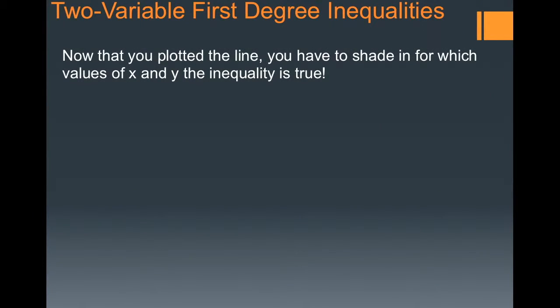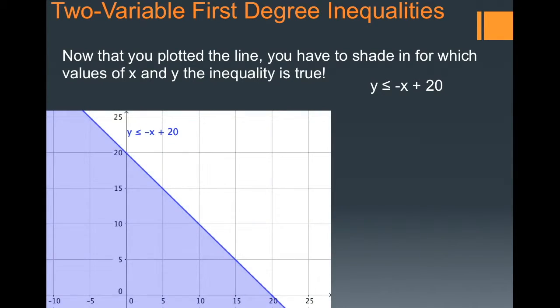Now that we've plotted the line, you have to shade in either the top or the bottom of this line for which values of x and y the inequality is true. So this is our inequality that we solved. We made our equation into our friend. This is what it looks like shaded.